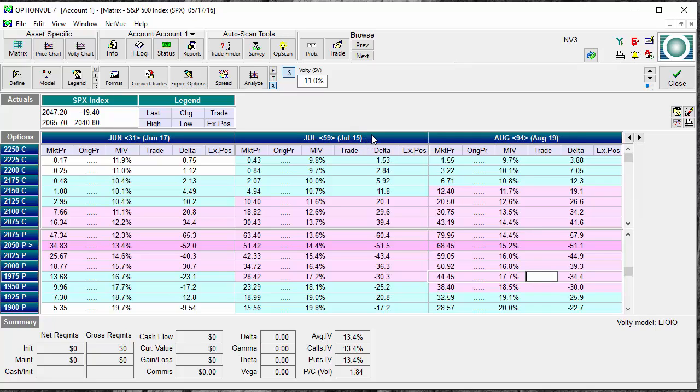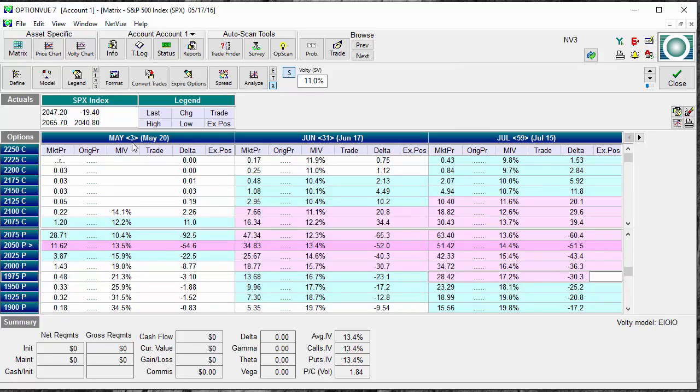So we have two expiring sessions. We have this cycle expires in 59 days. This one expires in 94 days. This one expires in 3 days. This one expires in 59 days. We can construct a calendar utilizing any expiration cycle we want.